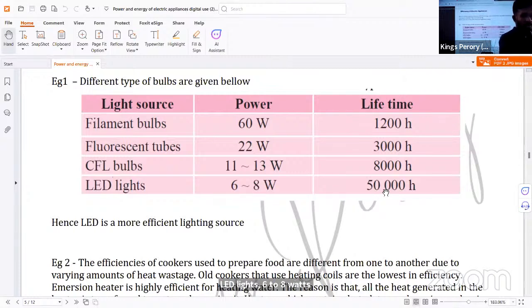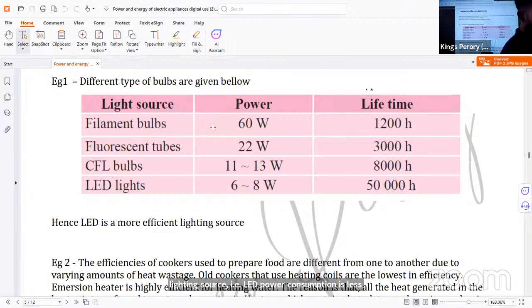Different light sources are given: filament bulb, fluorescent bulb, CFL, LED. Which one do you think is the better lighting source? LED lights. Very good. LED is the better lighting source. Its power consumption is less, and it will work for a very long time.